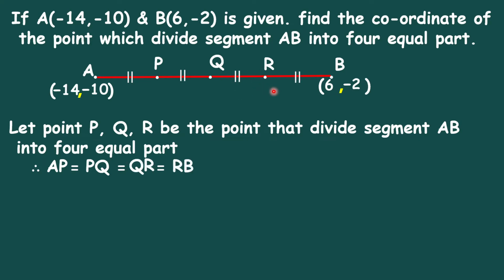If you observe this figure, on the left hand side of point Q there are two equal parts. Also on the right side of point Q there are two equal parts. That means point Q is a midpoint of segment AB. Therefore we use here midpoint formula.